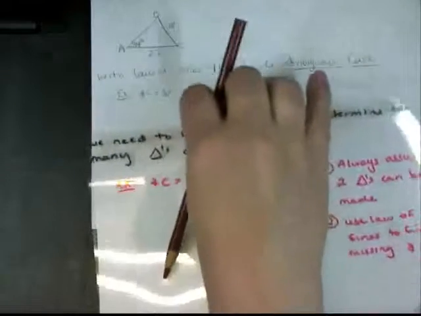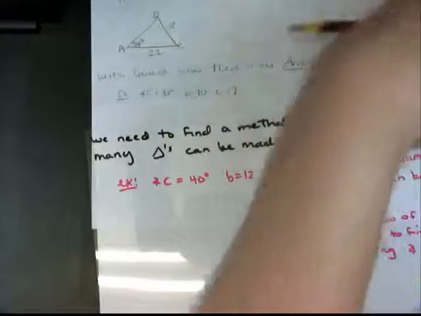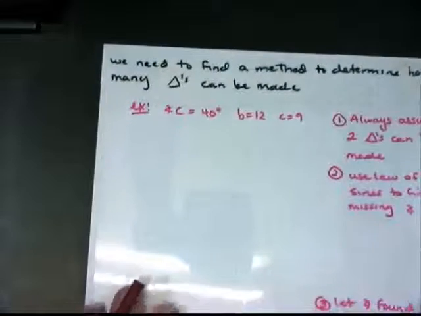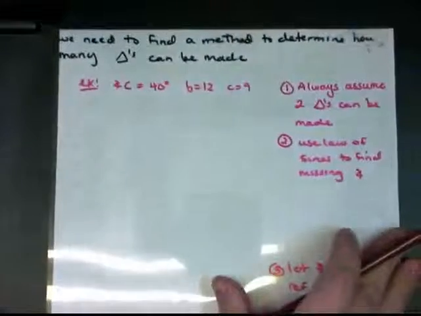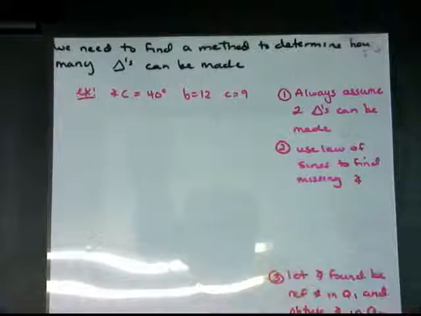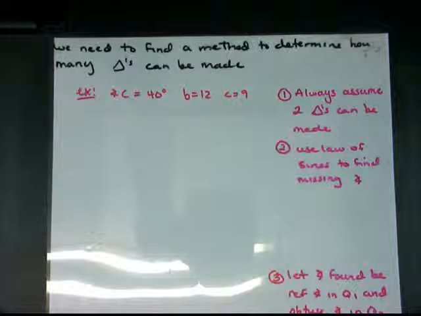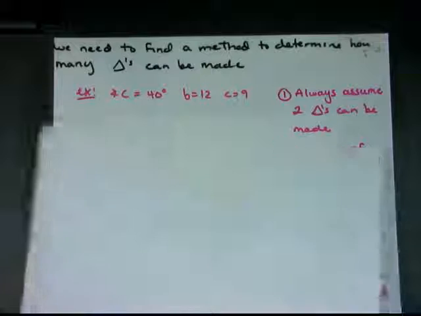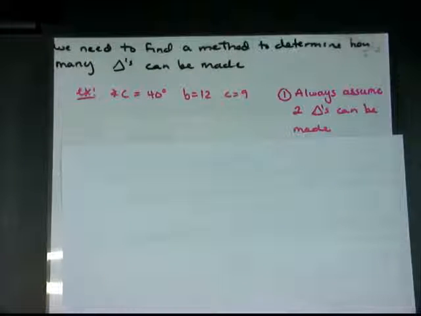So I'm going to prove why we get two triangles, one triangle, and zero triangles. We're going to go through three examples where we actually get two triangles, one triangle, and none, and go through that method on how we do it, because we have to have a method to always figure out which one it is. Every single time you do the law of sines, this possibility exists. Tomorrow when we do law of cosines, there's only one option. But today with law of sines, we have to always consider that two triangles can be made. So the first thing we do is always assume two triangles can be made.